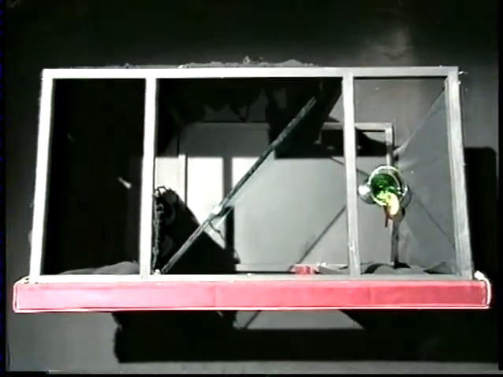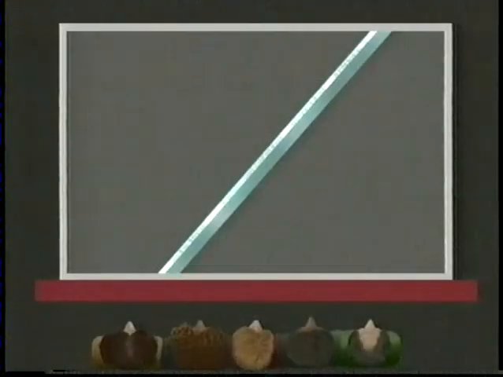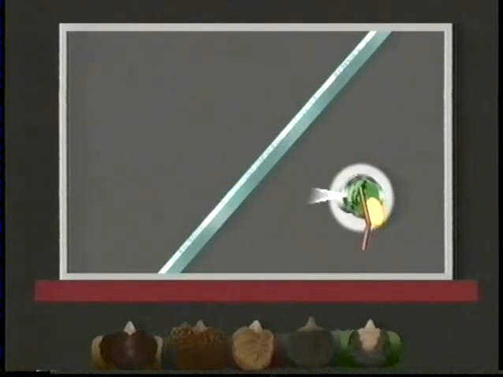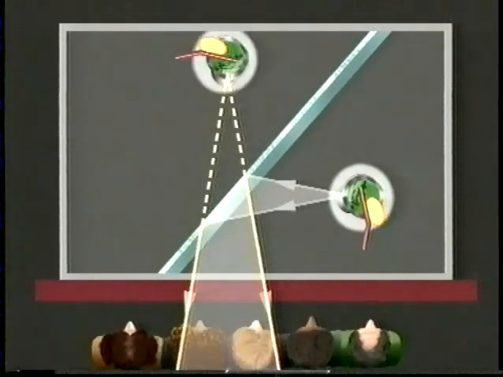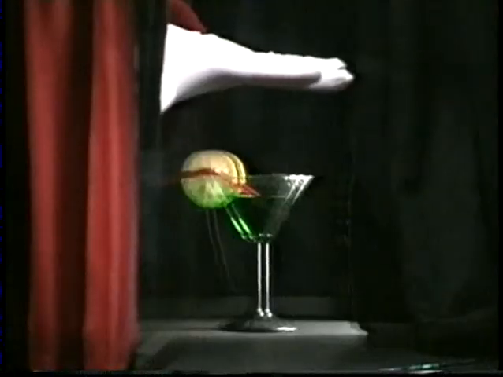The glass is placed diagonally across the stage and acts like a mirror. When a light shines on the cocktail, the light rays bounce off it. They hit the glass sheet and are reflected towards the audience. A virtual image appears on stage. Switch the light off and the image disappears.